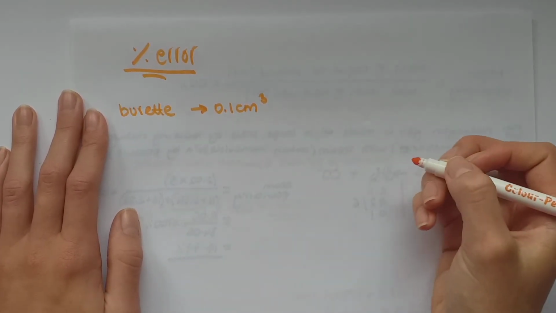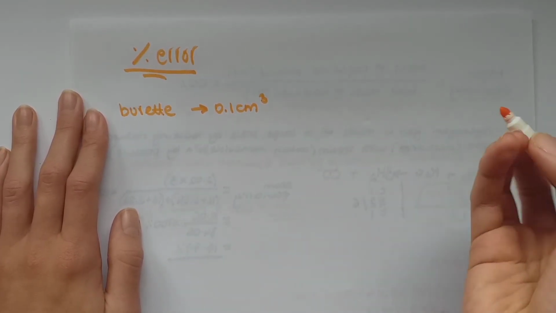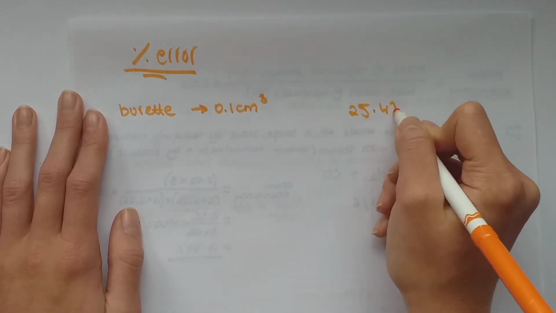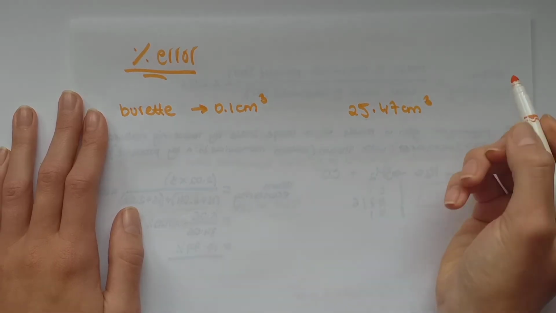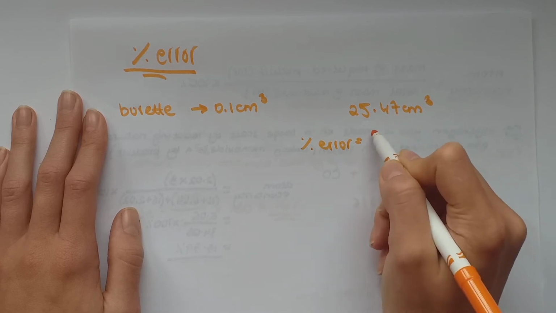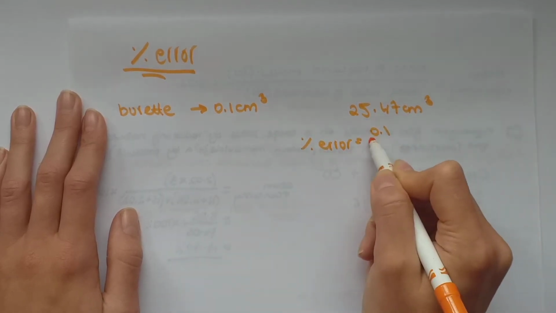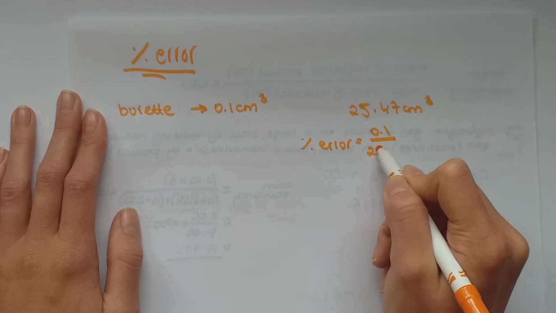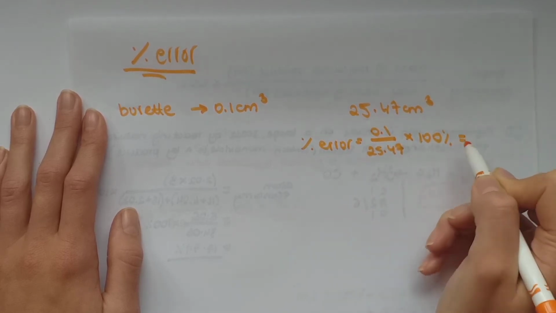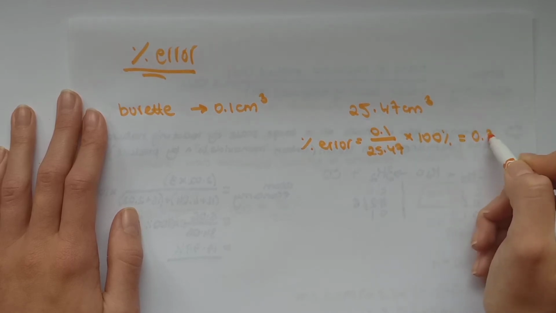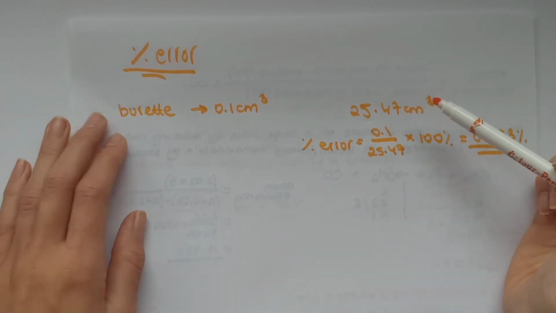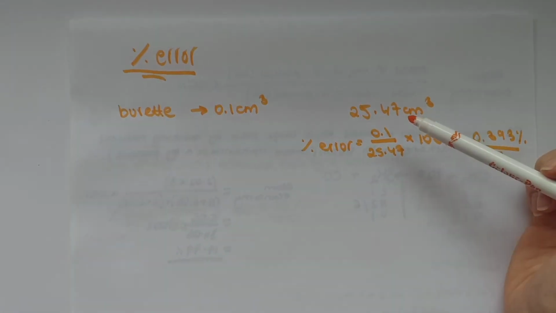So if you measured your volume to be, let's say, 25.47 centimeters cubed, your percentage error would be that 0.1 divided by 25.47 and then multiplied by 100 to get the percentage. The answer for this is 0.393%. So that's your percentage error when you find a volume on a burette.